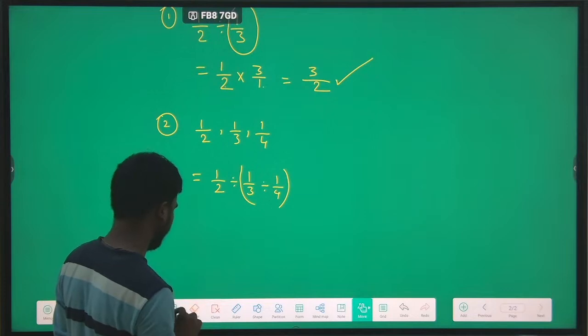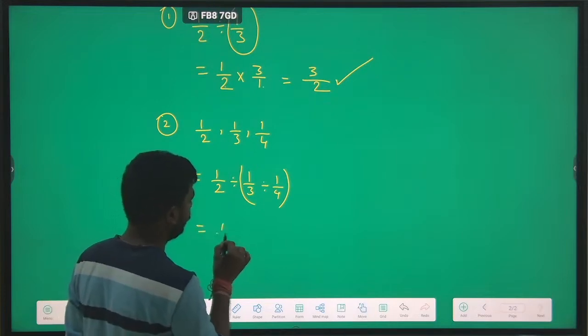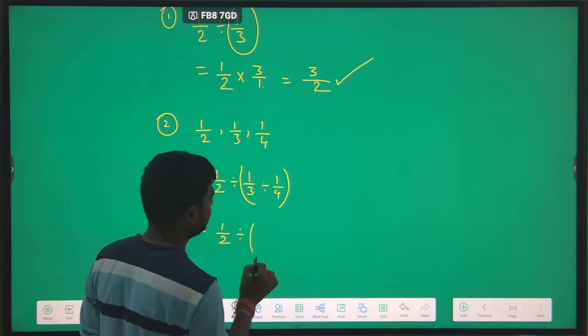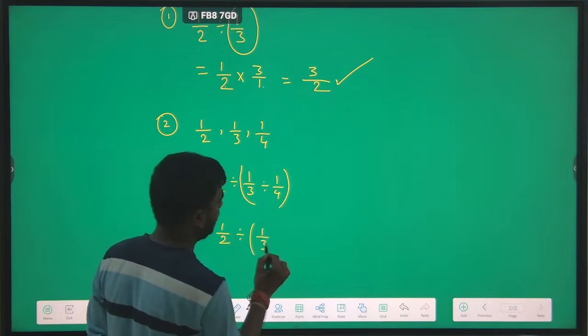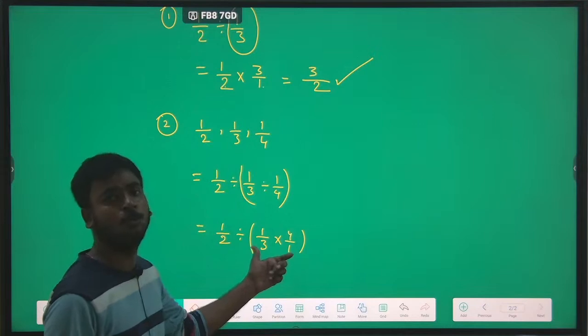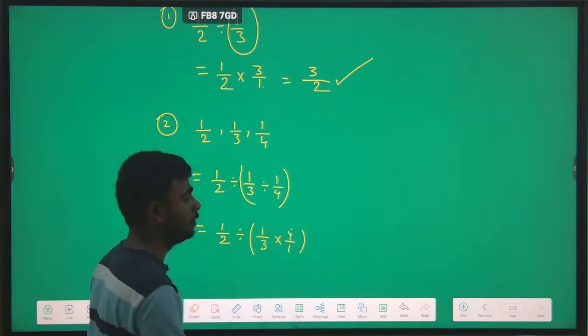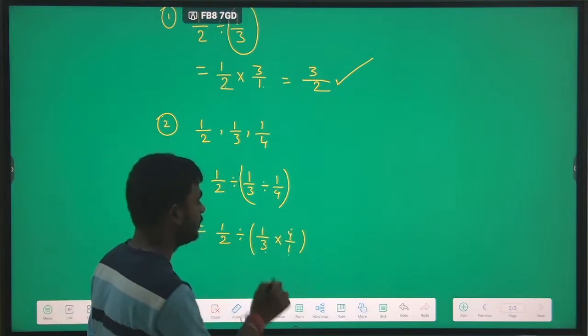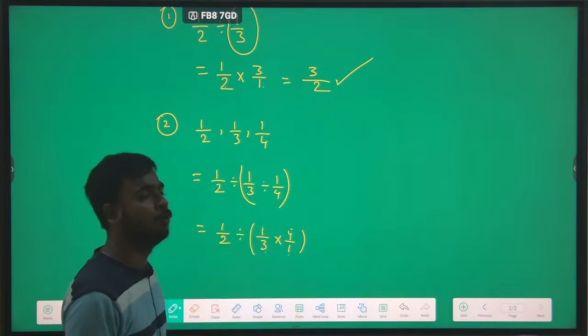So it will be 1 by 2 divided with 1 by 3 multiplied with 4 upon 1. So it will actually be 4 upon 3. 4 when multiplied with 1 will be 4 and 1 when multiplied with 3 will be 3. So this will be 4 upon 3.